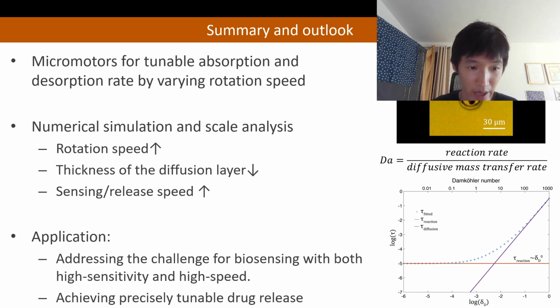And eventually we try to use this technology to address the challenge for biosensing of achieving both high sensitivity and high speed, which was almost impossible in the past. And we are also aiming to achieve precise tunable drug release based on this tunable rotation speed of the micromotor for more precise drug delivery.